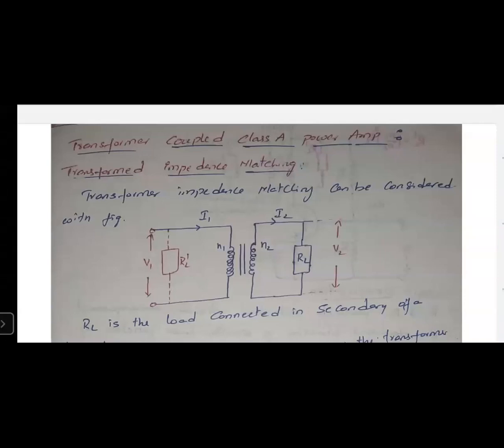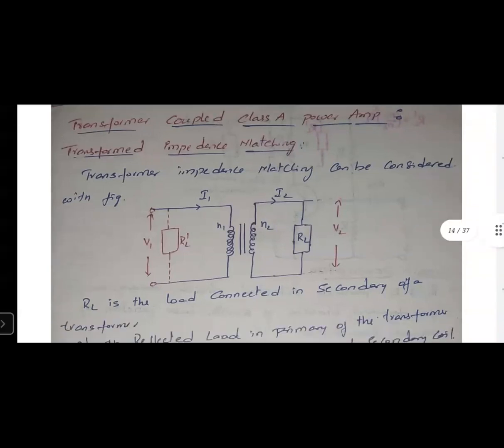The output load is connected through the transformer. Here RL dash is the load that we are connecting, and RL is the load we are taking. The transformer impedance matching can be considered like this. See the figure. Here N1 and N2 give the turns ratio, and I1, I2 are the currents flowing. V1 is the input voltage and V2 is the output voltage. RL dash is the overall input impedance seen from the primary of the transformer, and RL is the output resistance measured across the output.